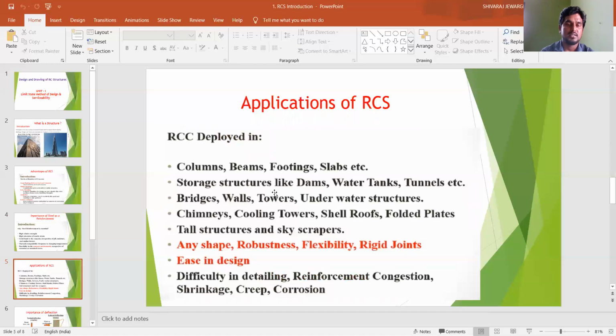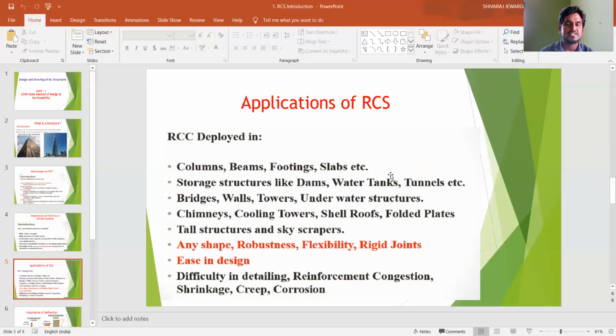And also, with the help of these RC structures, we can construct bridges, walls, towers, underwater structures, chimneys, cooling towers, shell roofs, folded plates, and tall structures and skyscrapers. So these are all the main typical examples of RC structures. With the help of RC structures, we can have any shape of the structure, and it also shows robustness in the element, and RC structures have very good flexibility in construction.